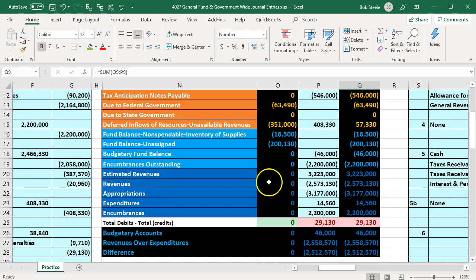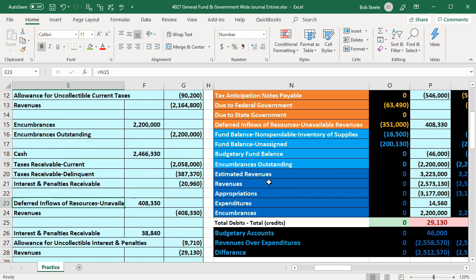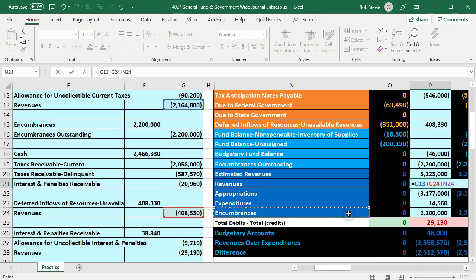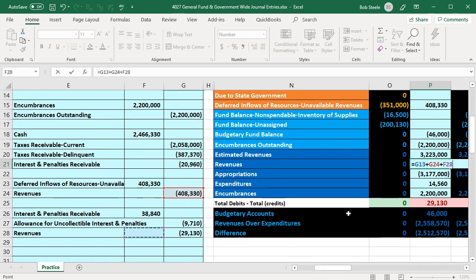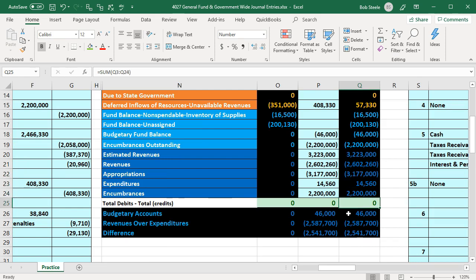So there we have that, and now we just need to pick up the last component, which is going to be in revenue. Here's the revenue account. That's going to be in cell P21. Something's in it. Going to double click on it, go to the end of it, and plus, put the cursor back down, and we're picking up the revenue of the 29,130 and enter, and that puts us back in balance indicated by the green zeros.